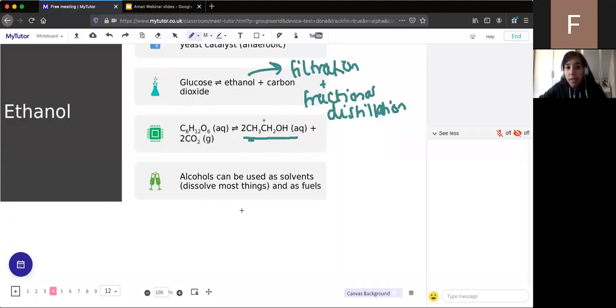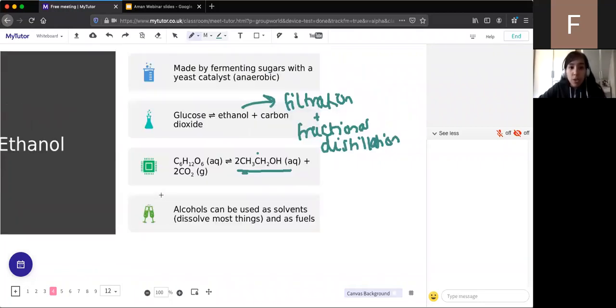And just as a use of alcohols, they can be used as fuels. We'll go over that in the next slide, why they can be used as fuels. But the other thing is they dissolve a lot of things. So things like nail polish removers will tend to have some kind of alcohol in them because they dissolve things. They're quite good at removing stains and things like that. So that's some of their uses. They can be used as fuels, and they can dissolve things.